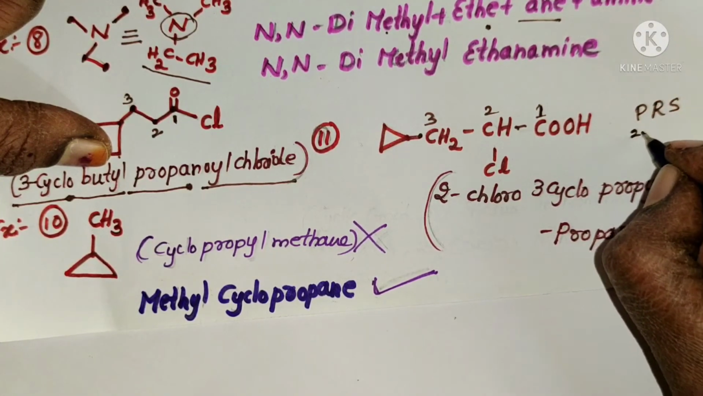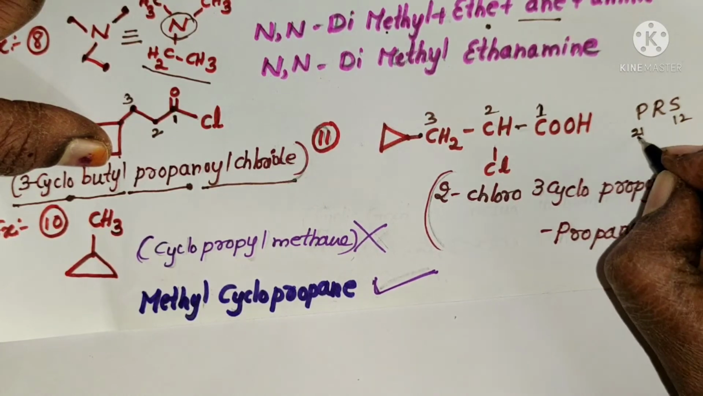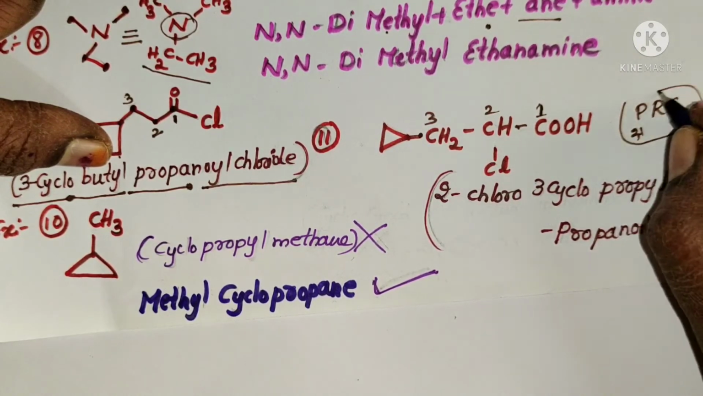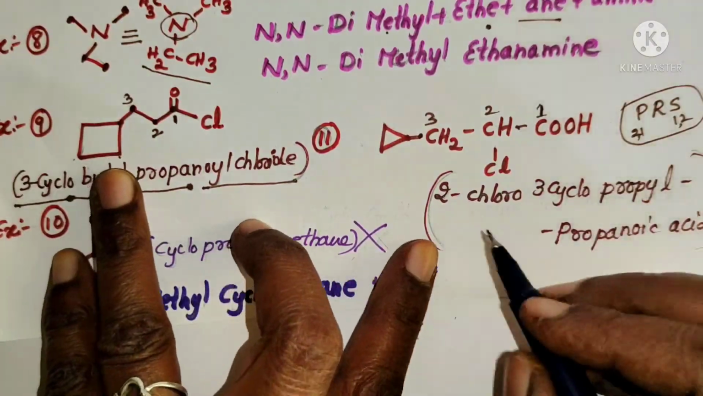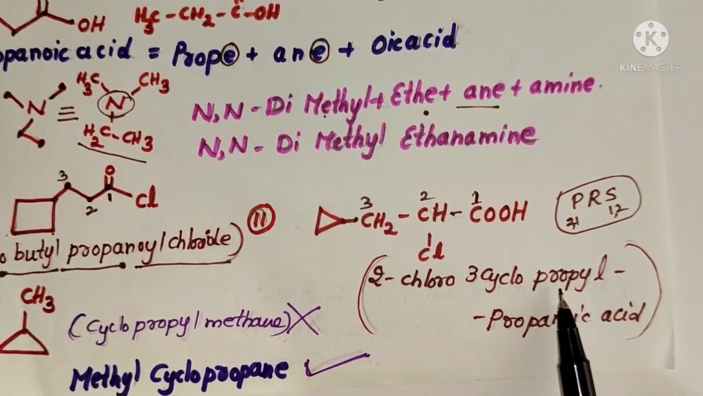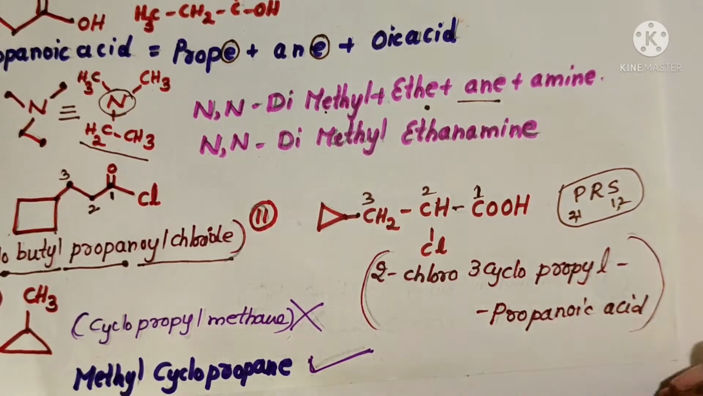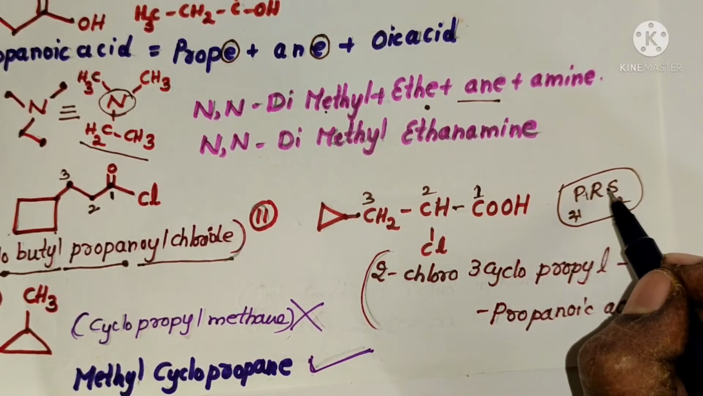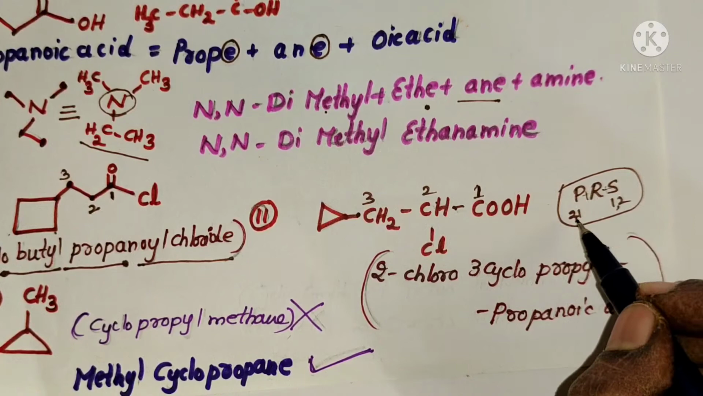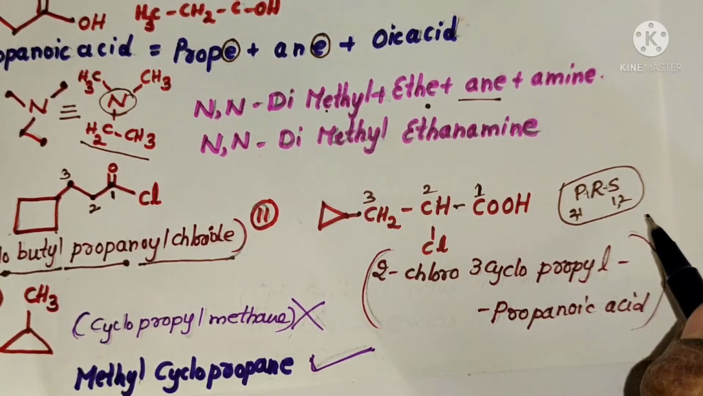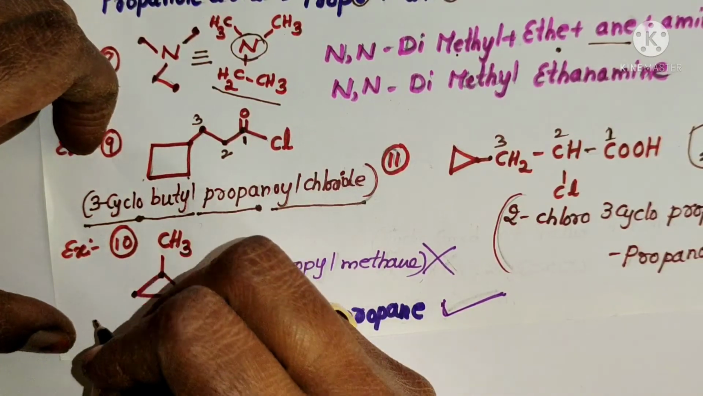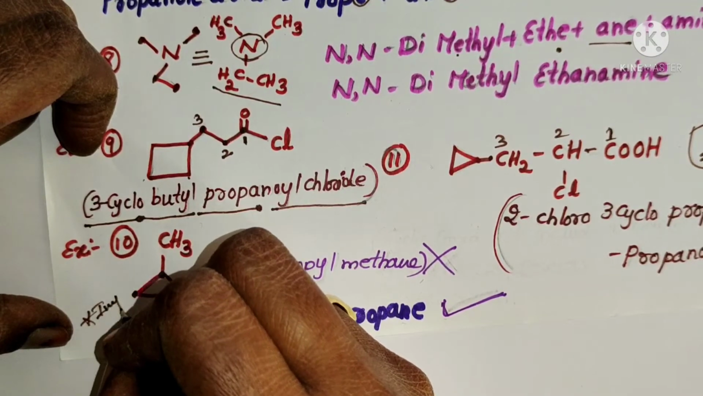PRS: prefix is 2 1, it is 1 2. So according to our PRS, what is this? 2-chloro-3-cyclopropyl propanoic acid. If you have any doubt, check once with this PRS: P 2 1 plus R plus S 1 2. It is a very, very important example.